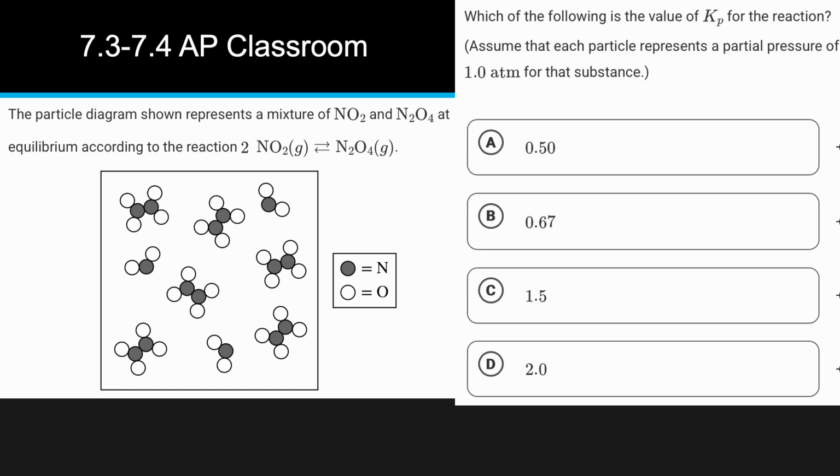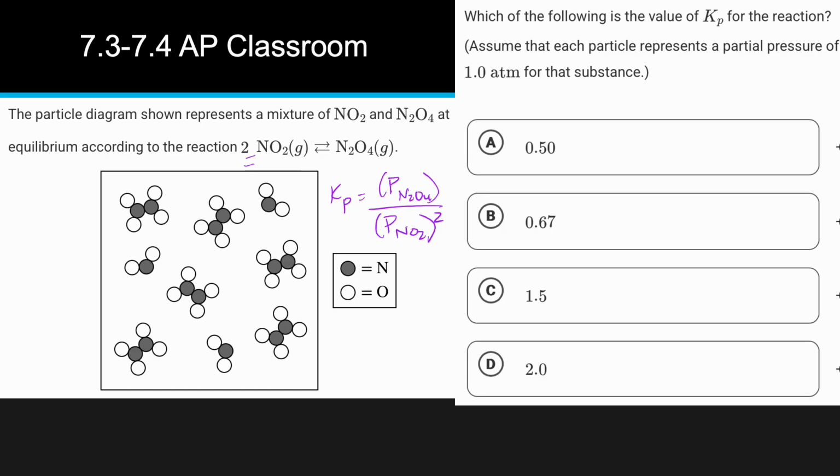Then we have the particle diagram shown represents a mixture of NO2 and N2O4 at equilibrium. Which of the following is the value of Kp for the reaction? Assume that each particle represents a partial pressure of 1 atmosphere for that substance. So let's start off with our equilibrium expression. We know we're doing Kp. We have products, which is the partial pressure of N2O4, divided by reactants, which is the partial pressure of NO2 squared because we have a coefficient of 2.